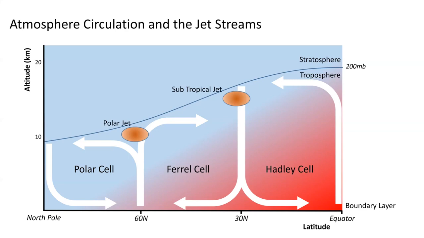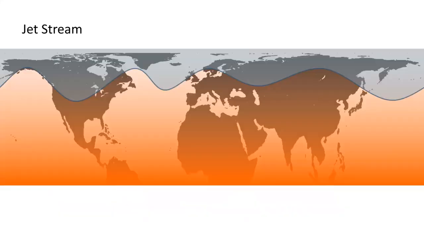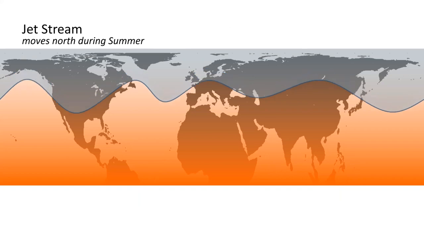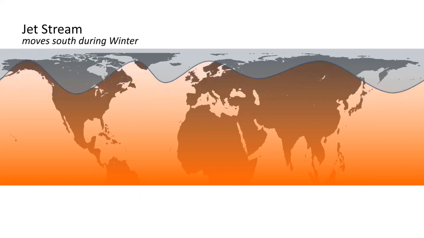And there we go, polar jet and subtropical jet. So that jet stream moving from west to east tends to wave about, and there tends to be an oscillation of about 6 or 7 waves going around the whole globe, but it can change. It moves north during the summer and south during the winter.